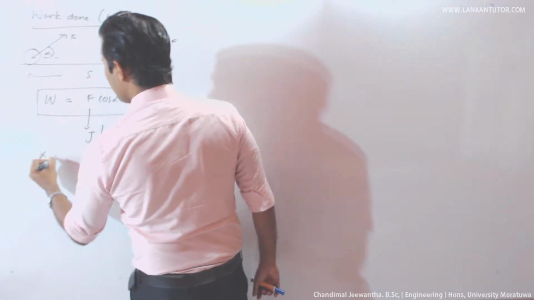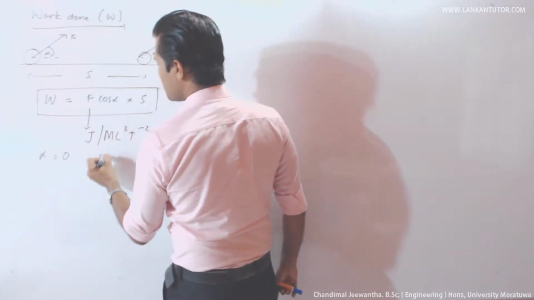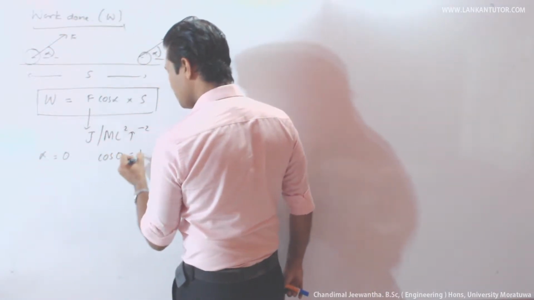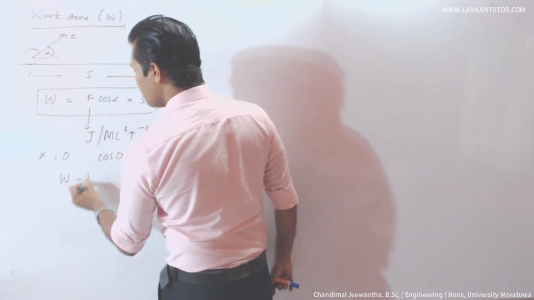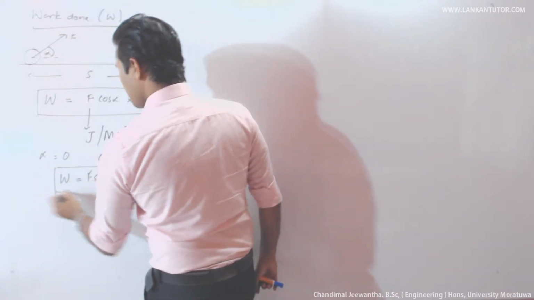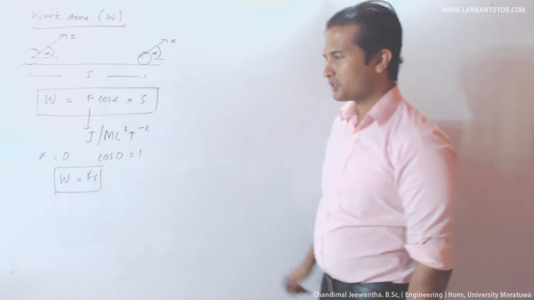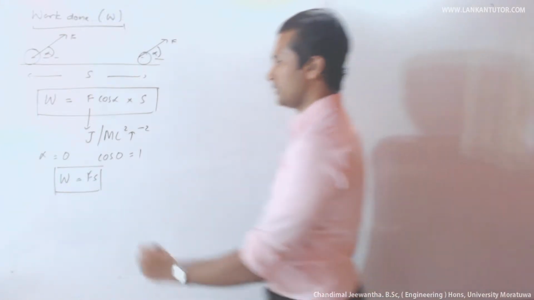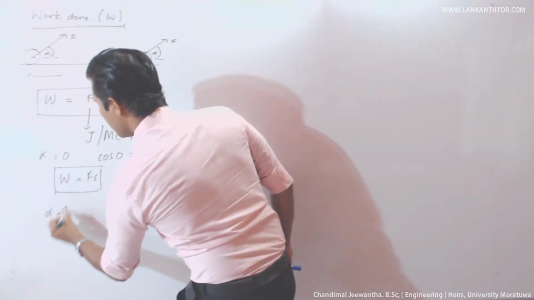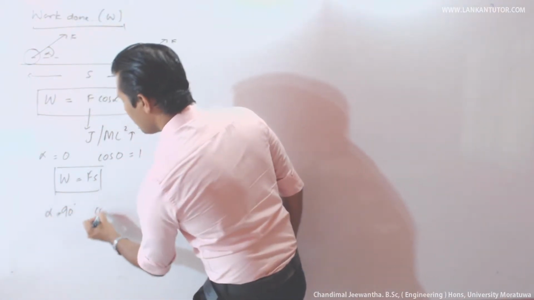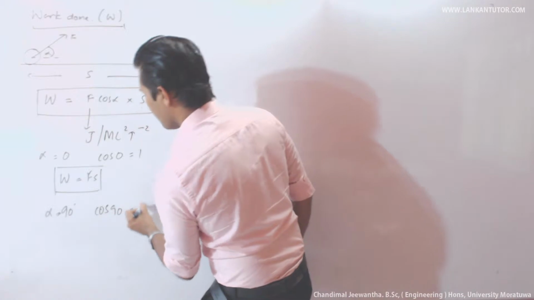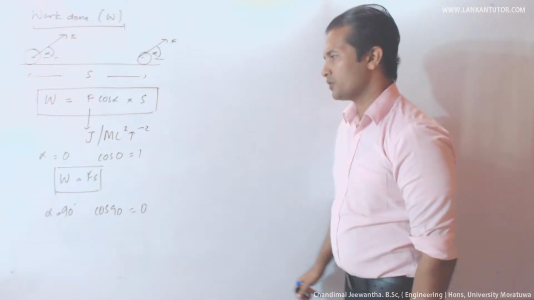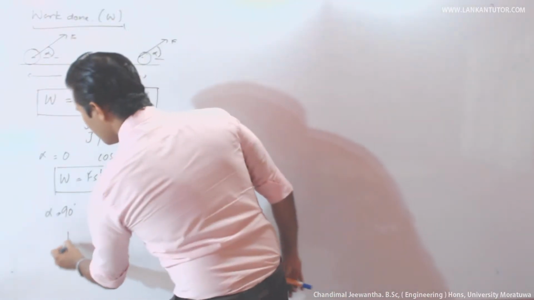When alpha equals 0, what happens? Cos 0 equals 1, which means W equals Fs, which means the force is along the displacement. Let's consider alpha equals 90. What happens? Cos 90, that is 0, which means W equals 0.